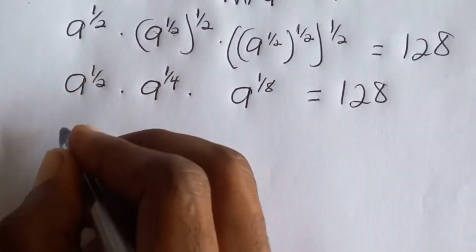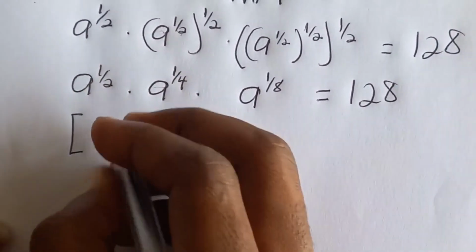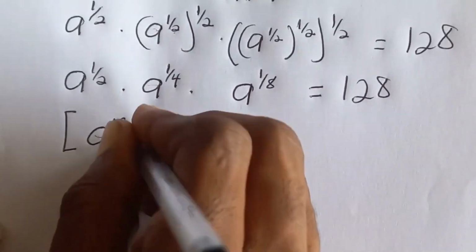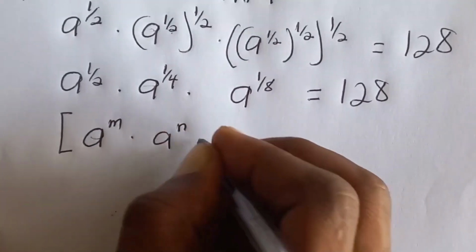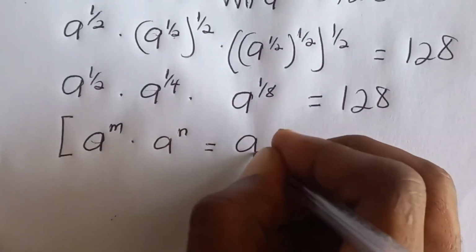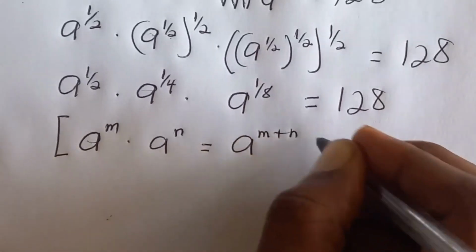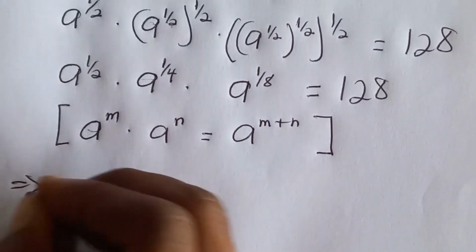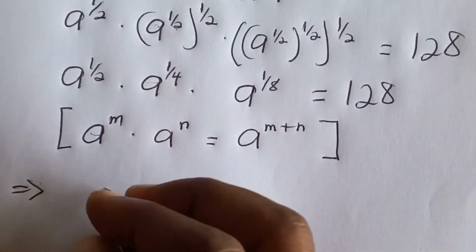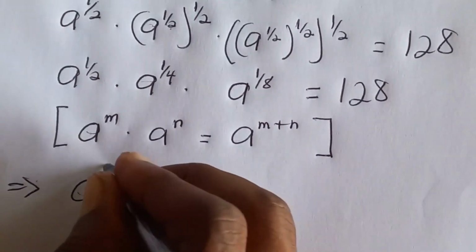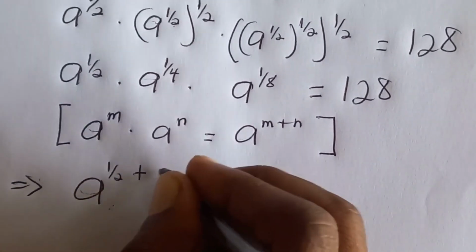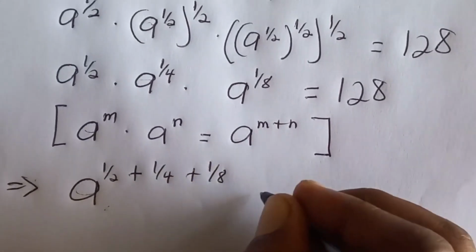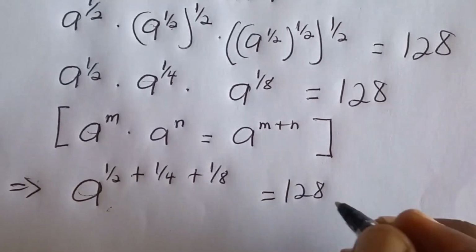Now, we can use the law of indices, which is that a exponent m multiplied by a exponent n is the same as a exponent m plus n. So now our equation becomes a exponent half plus 1/4 plus 1/8, which is equal to 128.